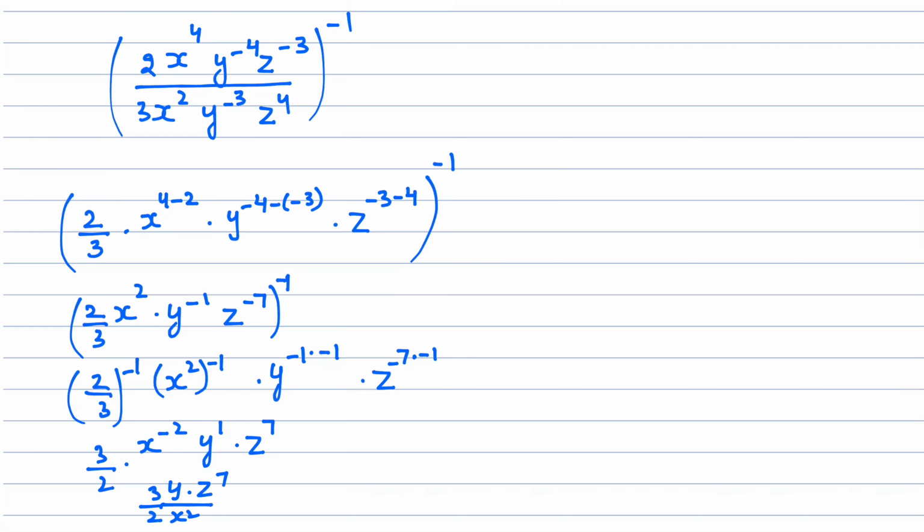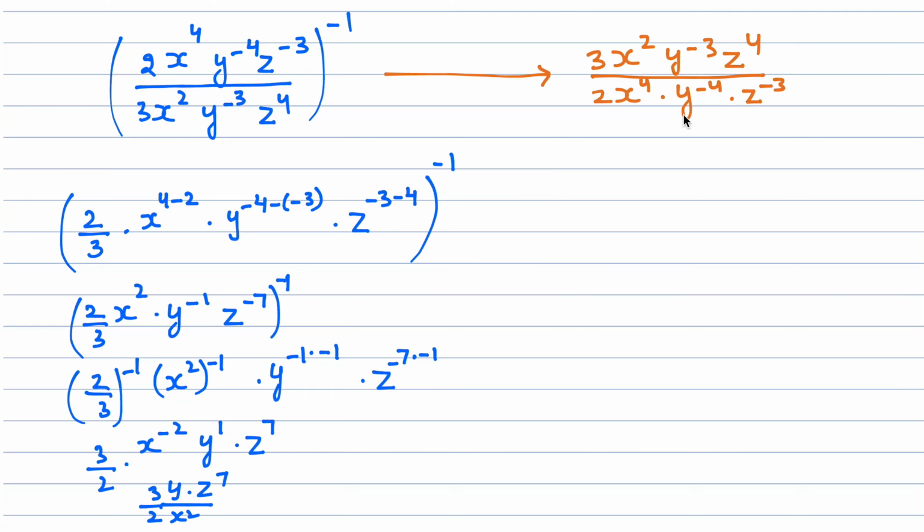This is one way. Now if you think that okay, let's reciprocate it first, believe me, it's not going to affect your answer. Let's reciprocate it. 3x squared, I am doing it with the second method. 3x squared y to the power negative 3 z to the power 4 over 2x to the power 4 times y to the power negative 4 times z to the power negative 3.